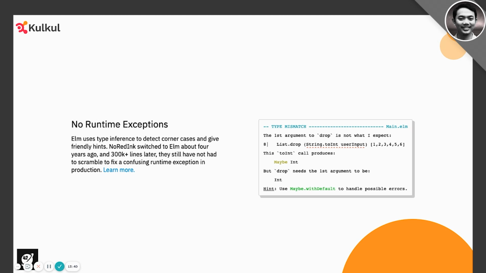It is happening on NoRedInk, where they have almost zero runtime errors. They got only one, because of a bug in the compiler, but it is already fixed by now. The other good thing is, if you see here, the compiler gives you very meaningful errors. Here it said this `to` in `call projects` may be `Int`, but `drop` needs the first argument to be `Int`. And there is a hint there, right?